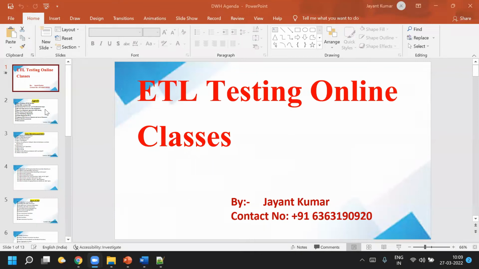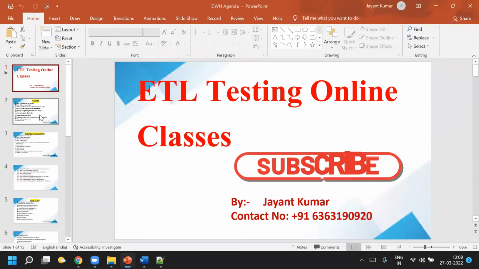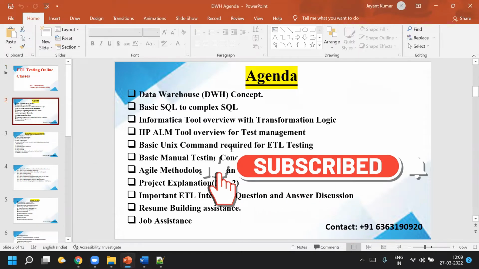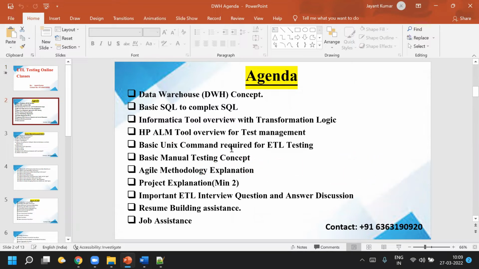So guys, yesterday we discussed the agenda. Okay. So the agenda, what we discussed: we are going to learn data warehouse concepts, basic SQL to complex SQL, and the Informatica tool with transformation logic, whatever the scope of the Informatica tool is, which is related to our ETL testing scope. Okay, we are not going in broad, as in we are not developing any mappings and all.